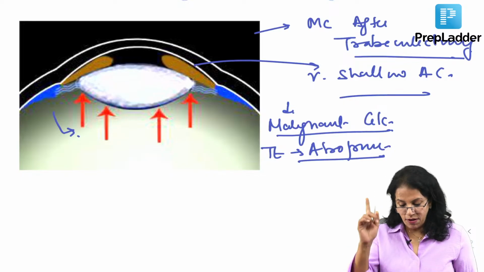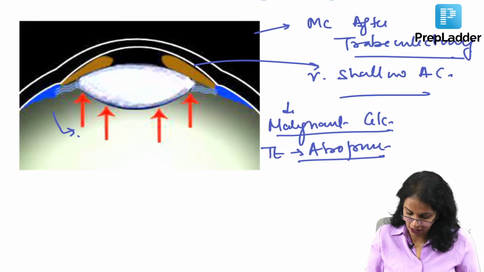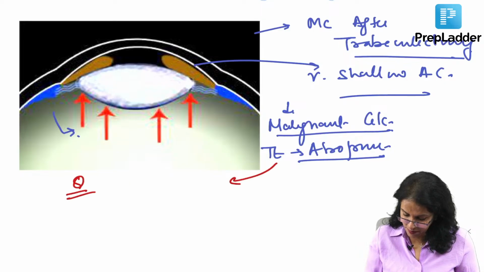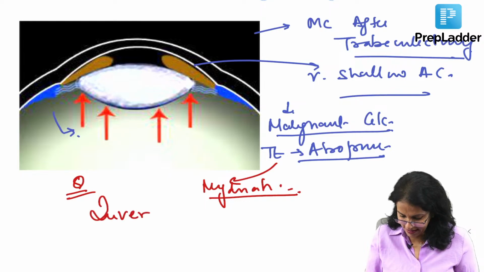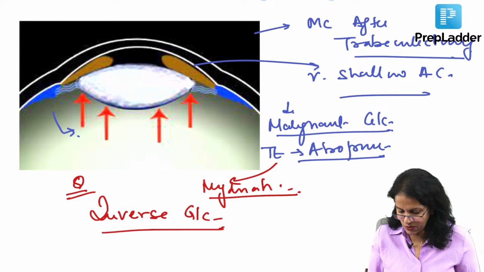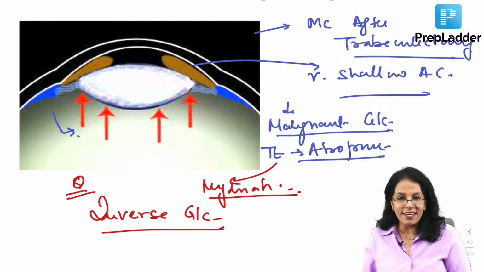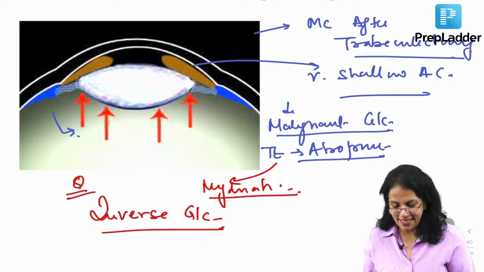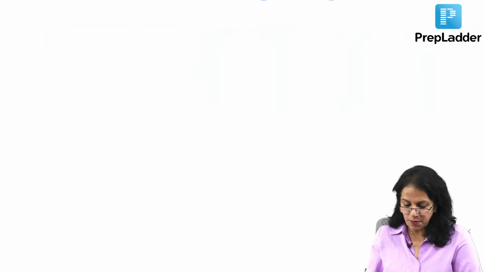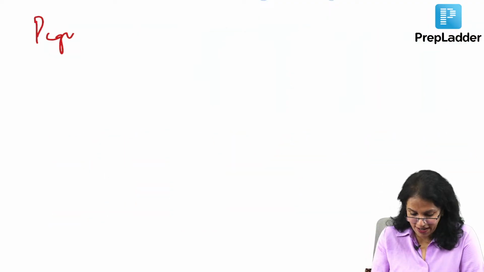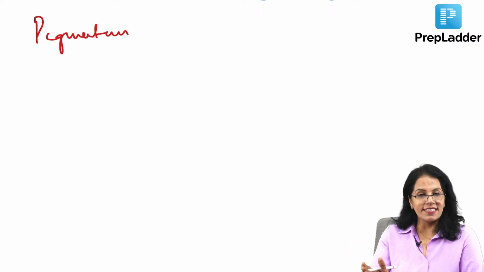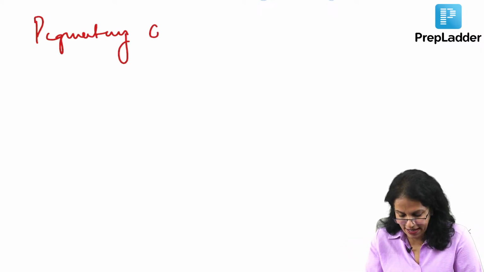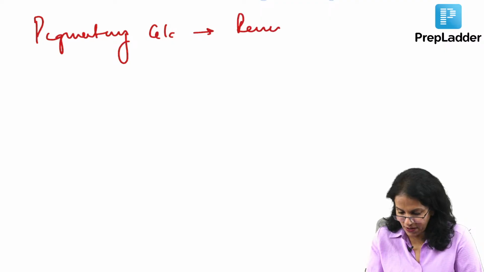One more important thing which has been asked: because it is the mydriatic which is being used to correct it, we also call it inverse glaucoma, isn't it? So, don't forget malignant glaucoma is also called inverse glaucoma, right? Okay, and we have learned pigmentary glaucoma is called reverse glaucoma. Why? Because the iris is becoming more concave and rubbing on the suspensory ligament. You had studied this, right? Please revise. This is also called reverse glaucoma.